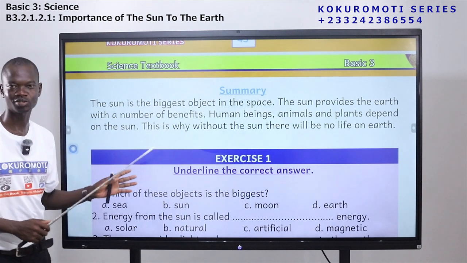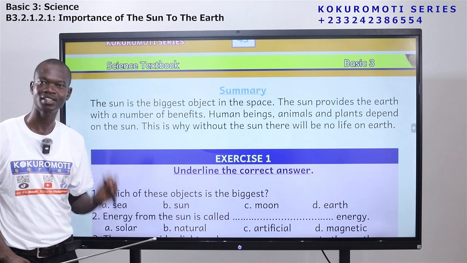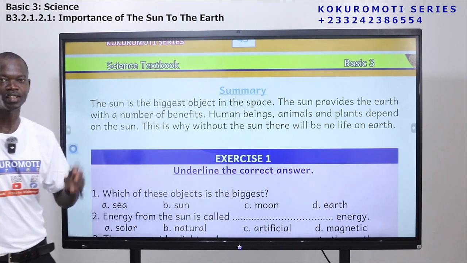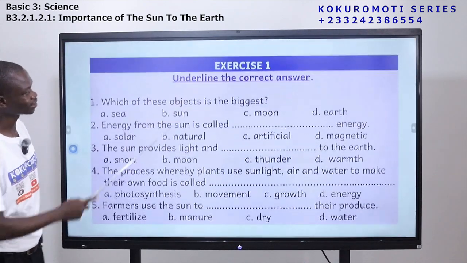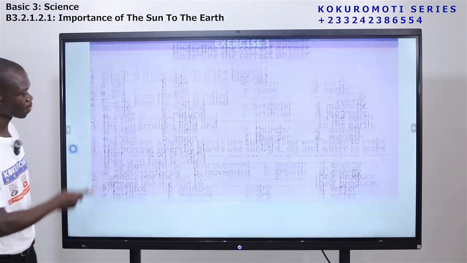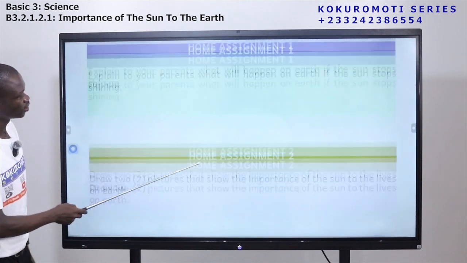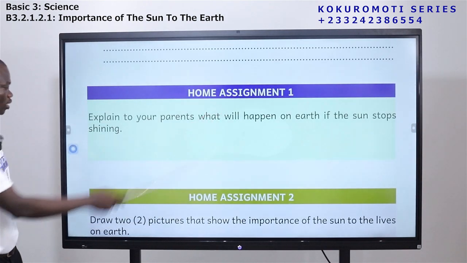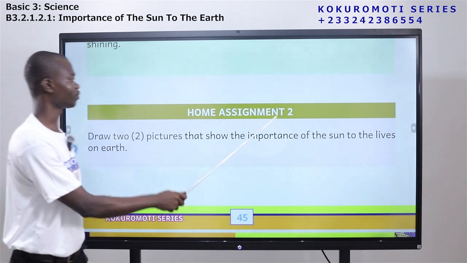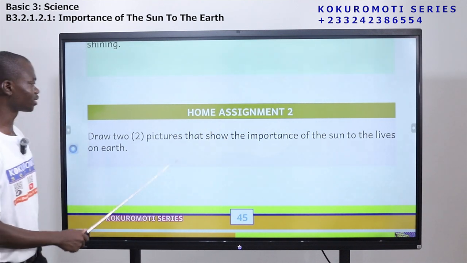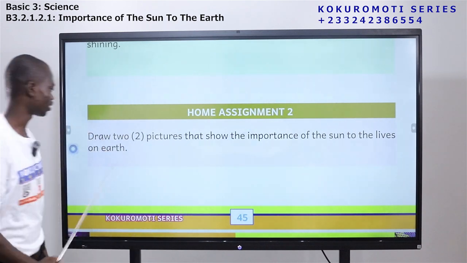So that is what today we have learned. We have learned about the sun, some things about the sun, then the importance of the sun. Okay, so these are exercises. We have exercise 1 here, exercise 2, exercise 3, then home assignment 1, home assignment 2. Let me read the home assignment 2 for you. Draw 2 pictures that show the importance of the sun to the lives on earth.